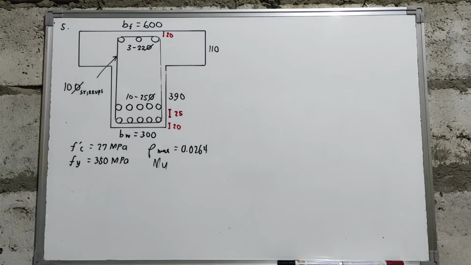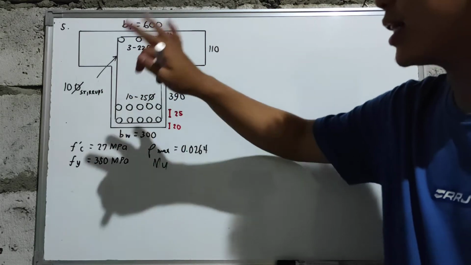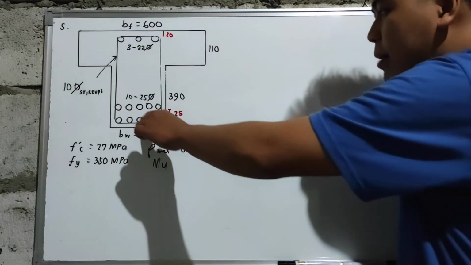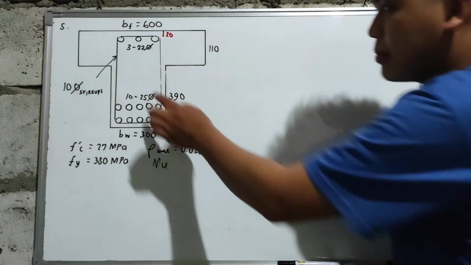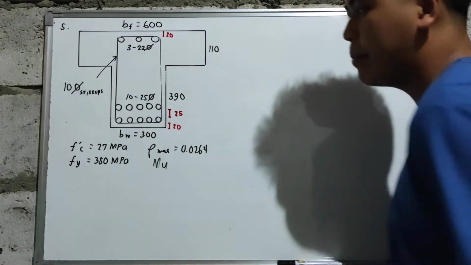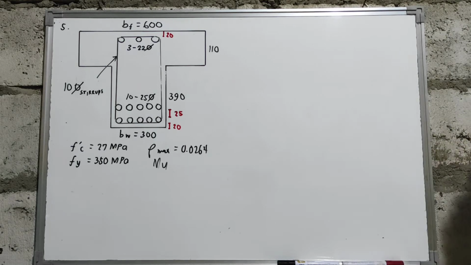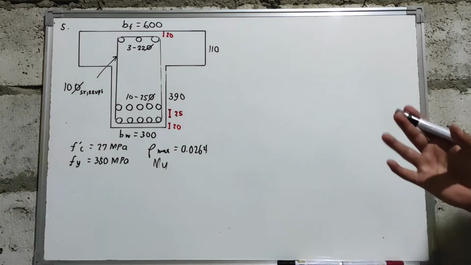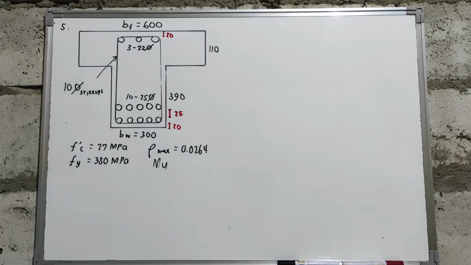For this one, we have steel at the top with a diameter of 22 mm, 3 pieces. On the tension side, we have 10 pieces of 25 mm bars. And our stirrups have a 10 mm diameter bar. So sir, how are we going to analyze the T-beam if it is doubly reinforced? You will just integrate what we learned in T-beams plus the doubly reinforced concrete beam that we discussed in our previous modules.